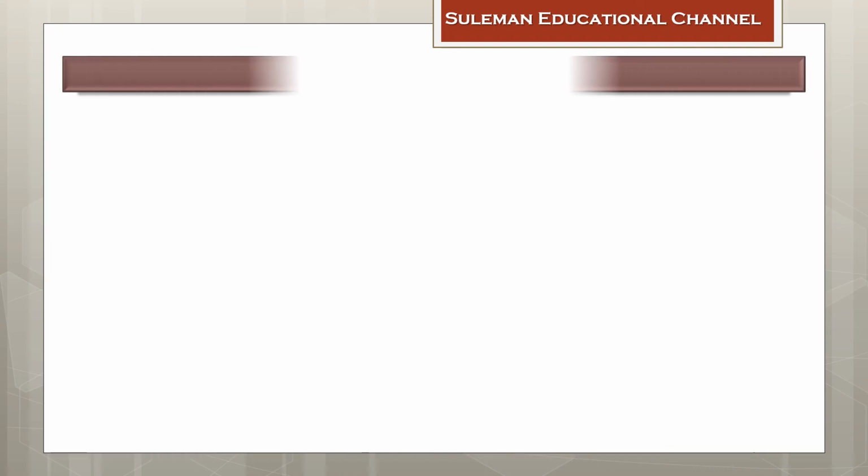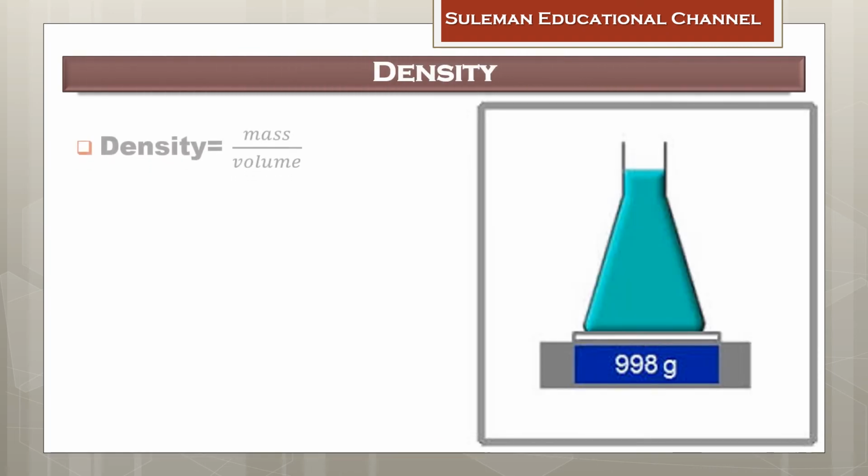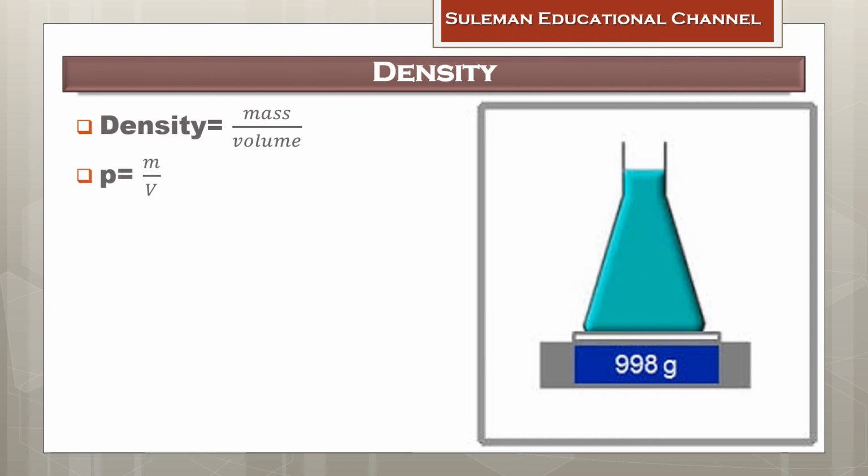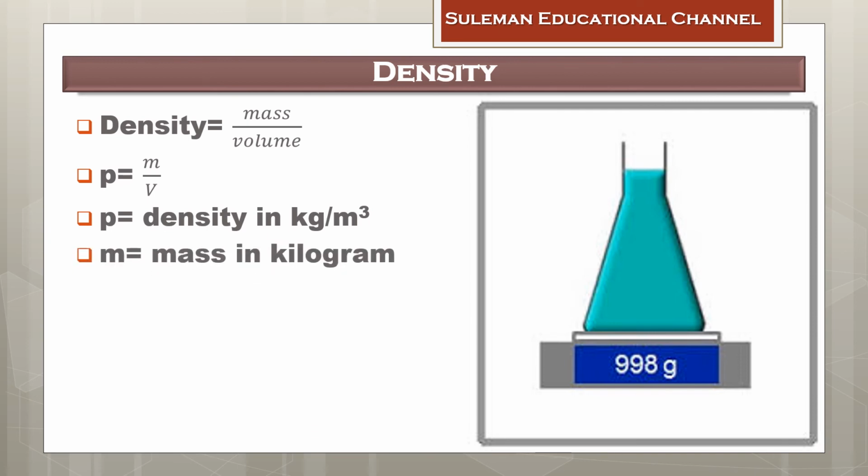Now we will discuss the formula for density. The density is equal to mass divided by volume. The formula can be written as rho is equal to m divided by v, where rho is the density in kilogram per cubic meter, m is the mass in kilogram, and v is the volume in cubic meter. Keep in mind that rho is the Greek symbol used for representing density, which is similar to p.